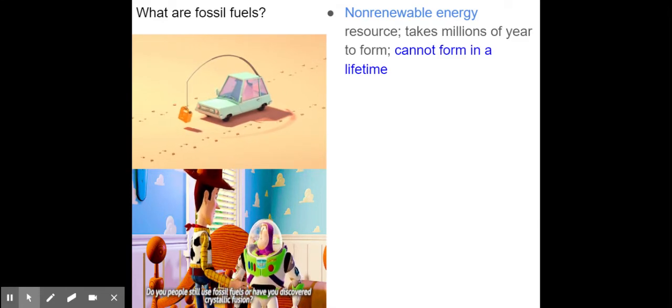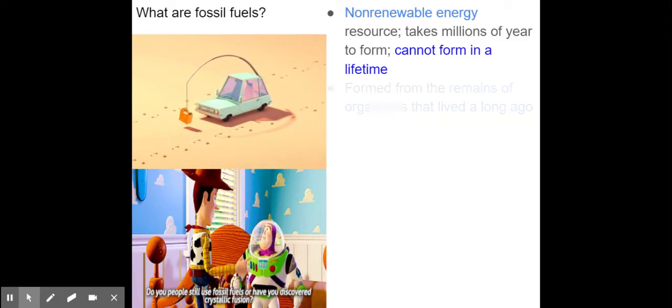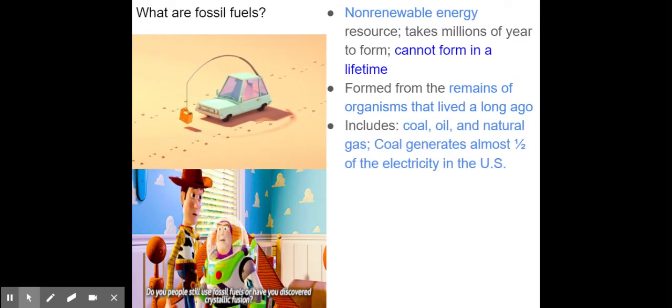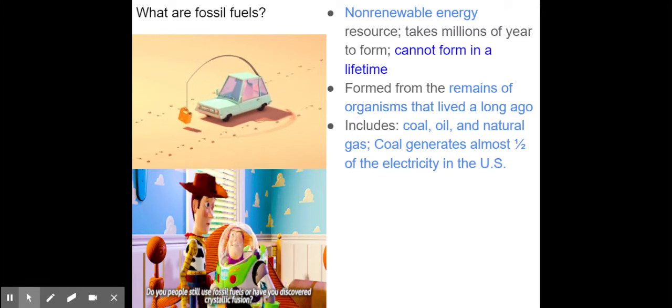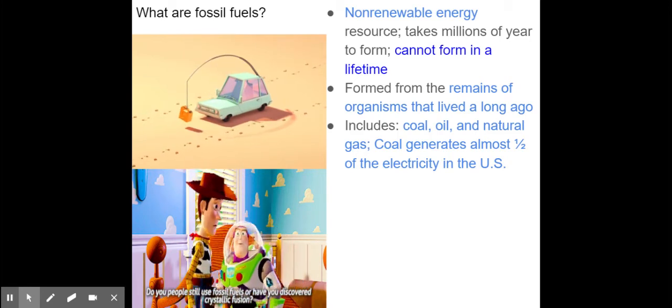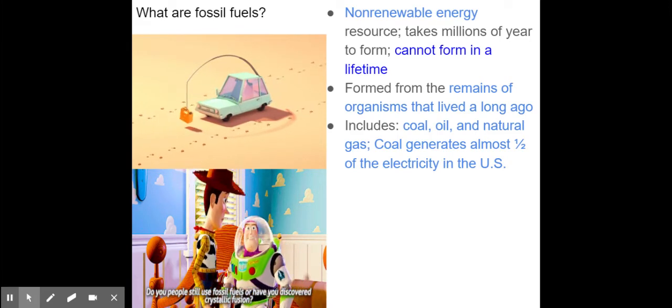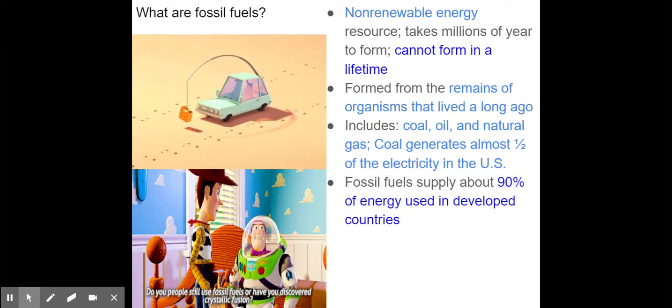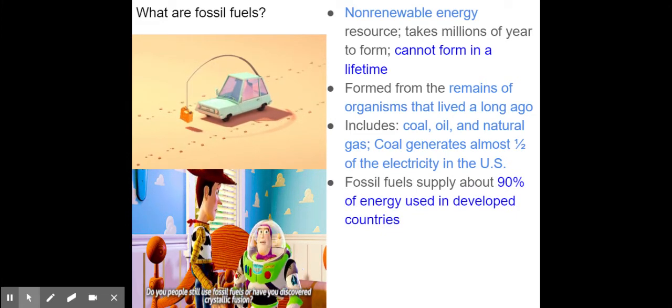What are fossil fuels? Fossil fuels are non-renewable resources. They take millions of years to form, and they cannot form in a lifetime. They're formed from the remains of organisms that lived a long time ago. They include coal, oil, and natural gas. Coal generates almost half of the electricity in the United States. Fossil fuels supply about 90% of energy used in developed countries like the United States.